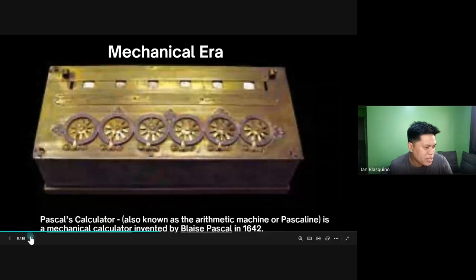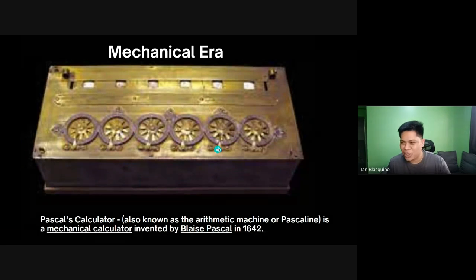Dito naman, sa Pascal's calculator, I actually don't have an idea kung paano ko ginagamit. Kaya wala akong idea kung paano. Pero more on mechanical, from the word mechanical itself, it's more on manual, na may mga mechanisms lang kung bakit siya nagkakaroon ng answers. Parang gano'n.